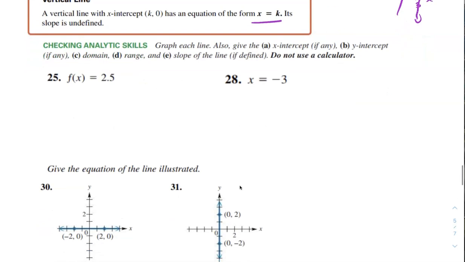So we have 2 examples here. Give the x-intercept, the y-intercept, the domain and range, and the slope of the line if defined. These are just lines, so they want us to graph them. We're going to graph f of x equals 2.5. Remember, f of x is the same as y, so it's like saying y equals 2.5. Here's x, here's y. Go to 2.5 and then follow the would-be tally mark. And there I go.